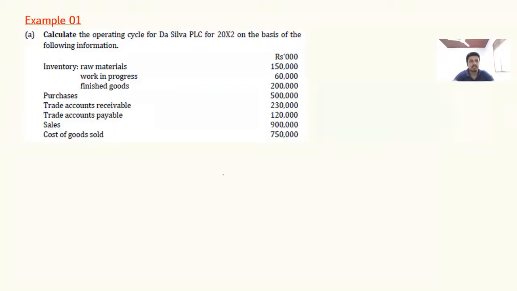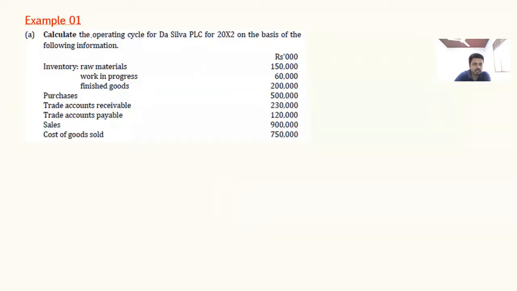So there is a small activity. Example number 1. What we need to do? Calculate the operating cycle for the Silva PLC for 2012 on the basis of the following information: inventory, raw materials, WIP, and finished goods separately provided. Purchases value is given as 500,000. Trade accounts receivable value given, trade accounts payable value given, sales value given, cost of sales value given.